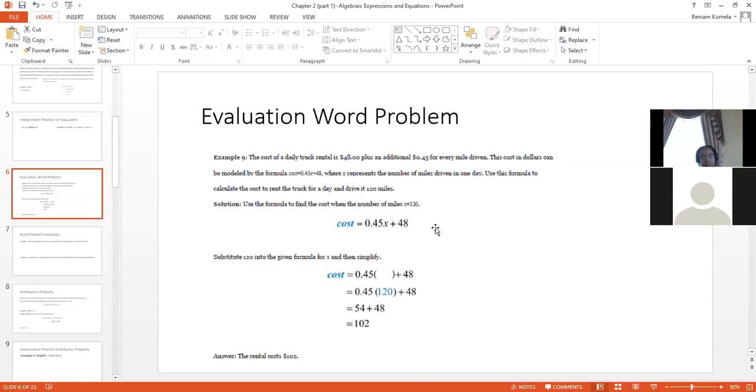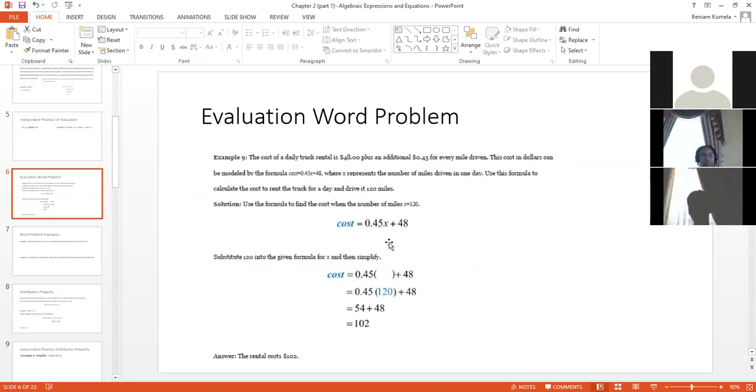So we have the formula. They gave it to us already. The cost of a daily truck rental is $48, so we have 48 out here, and an additional 0.45 for each mile driven, so it's in decimal form. All you have to do is plug in 120 because you're trying to find out how much it costs when you drive that many miles. Here they did it for us. They plugged in 120, 0.45 times 120 is 54, and they add 48, which is 102. So the rental costs $102.